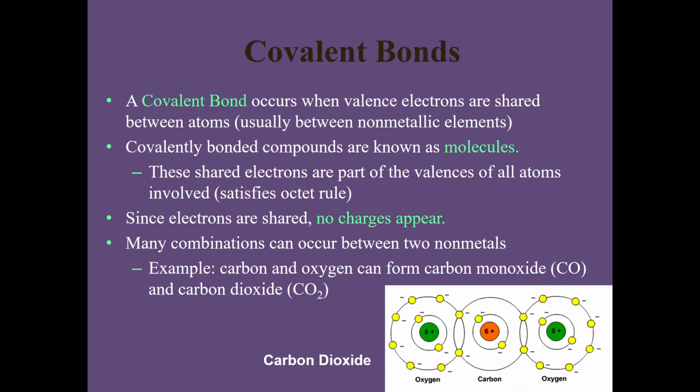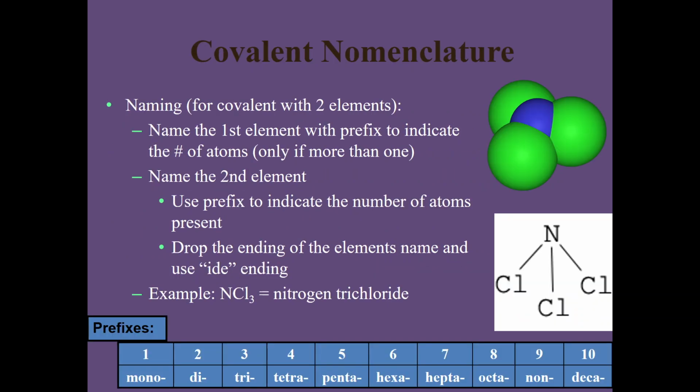So let's talk about nomenclature. Also remember, no charges on compounds. So nomenclature: naming for covalents with two elements, so binary naming. Name the first element with a prefix to indicate the number of atoms only if it is more than one. So we do not put mono on the first element.